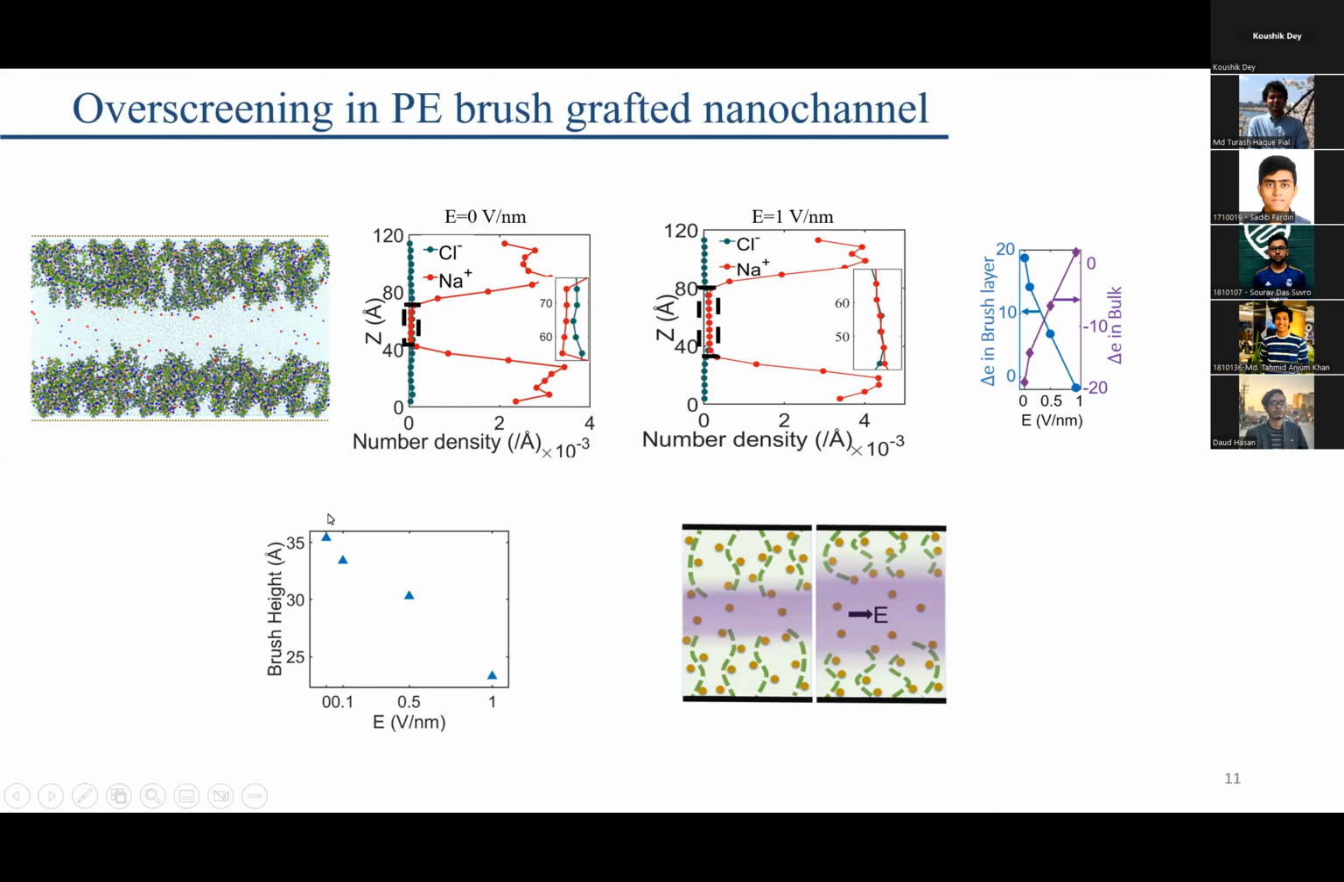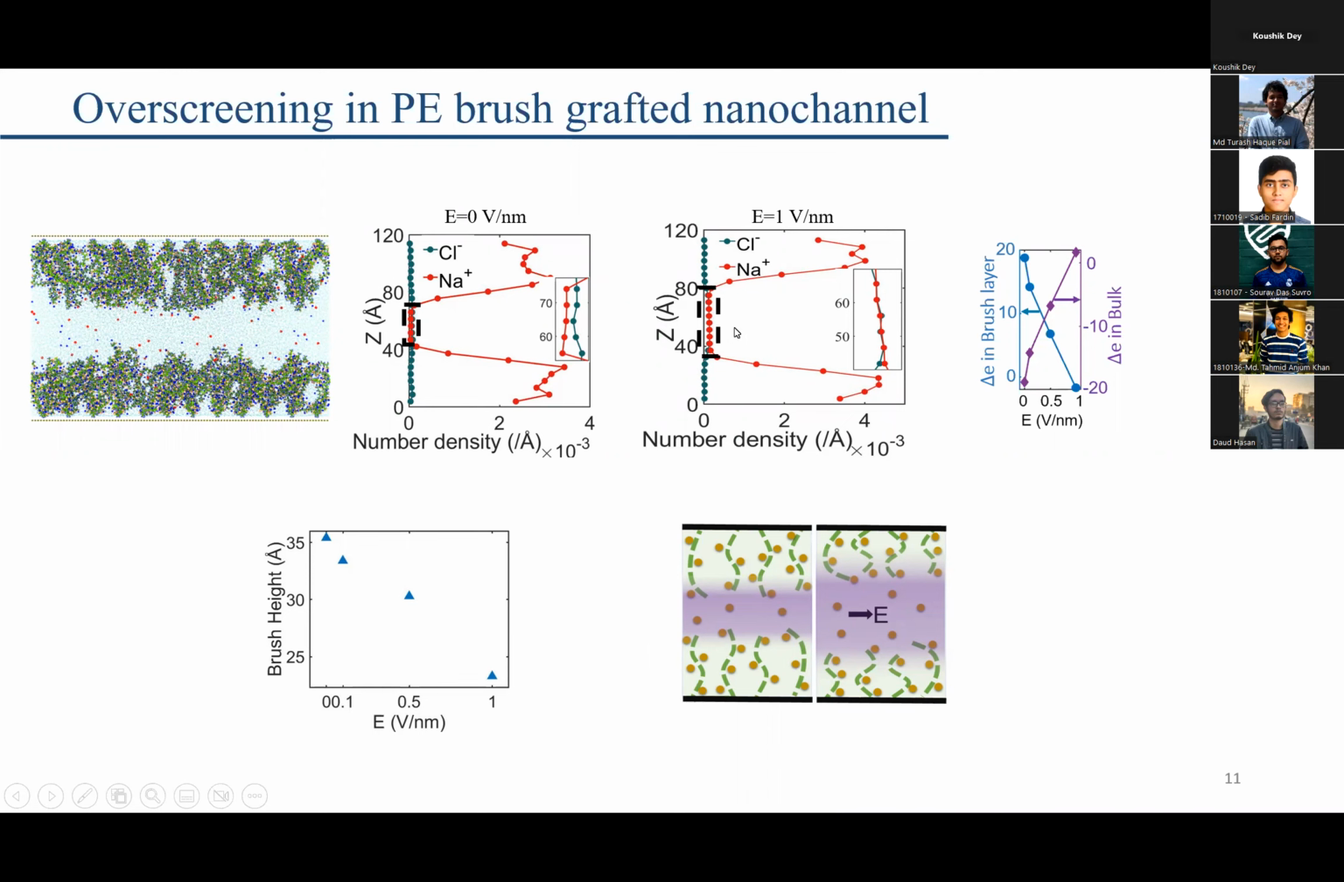From a previous study, we showed that when you apply an electric field, your brush height is decreasing. When your brush height is decreasing, some of the counterions, or sodium ions, which are attached to the polyelectrolyte brush, are leaving the brush and going to the bulk. So they are increasing the number of sodium, and you are getting an equality in the number of chlorine and sodium in the bulk.